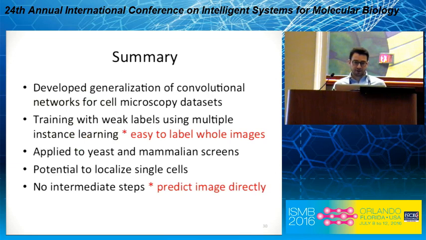So in summary, we developed a generalization of convolutional networks specifically for microscopy data sets. Our models are easy to train and also easy to deploy. There's no intermediate steps, so you can imagine having an image coming directly from a microscope and then you classify it right away.